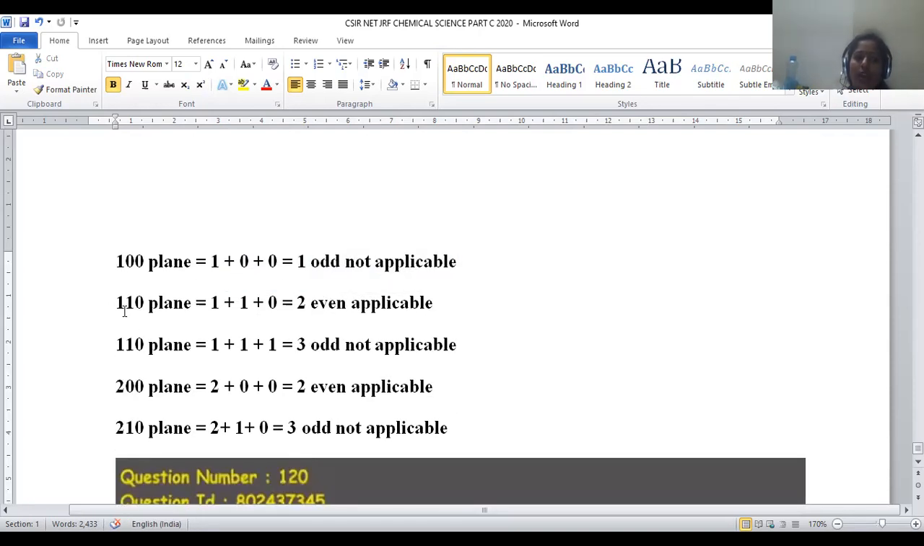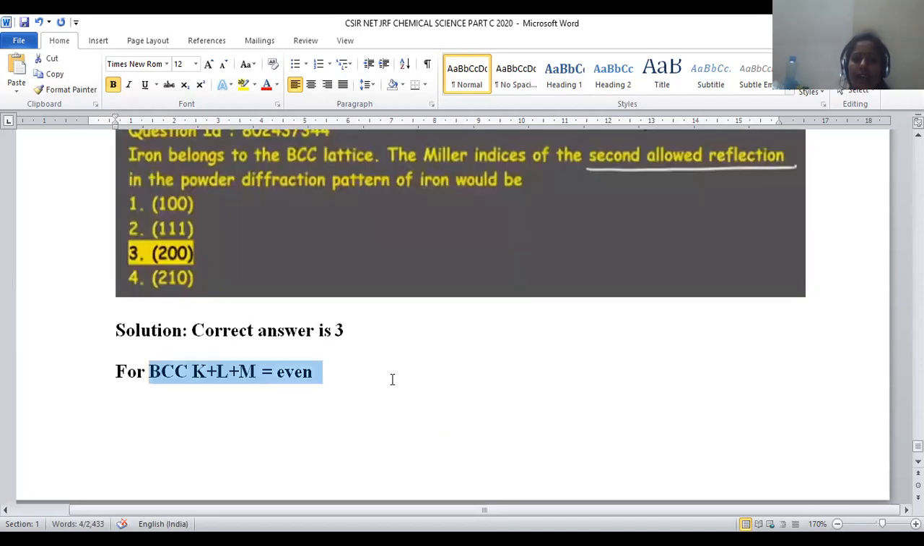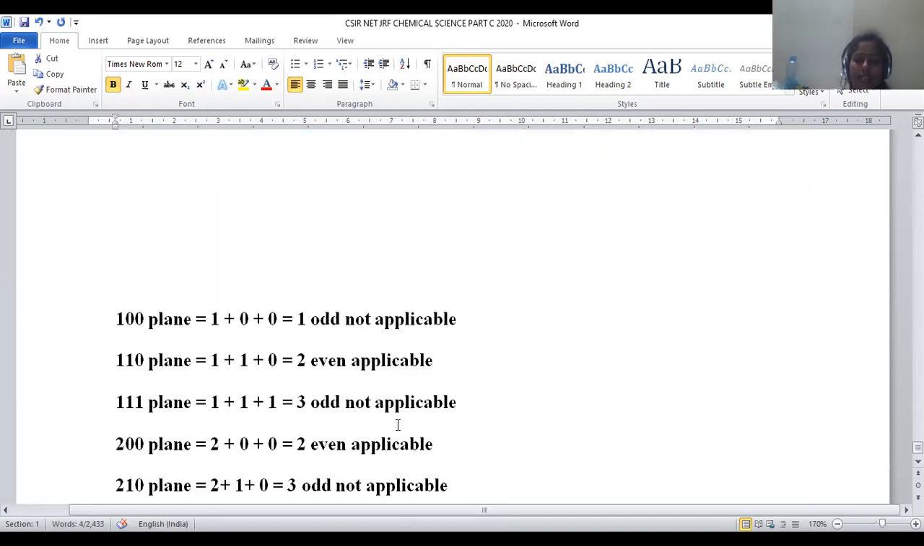And the second is 110 plane. If you are considering 110 plane, 1 plus 1 plus 0, nothing but 2, even. So even value is obtained. That's why it will be applicable to BCC plane, right? And third is 111 plane. In case of 111 plane, 1 plus 1 plus 1, 3. 3 is odd. That's why for BCC, this cannot be employed, right?